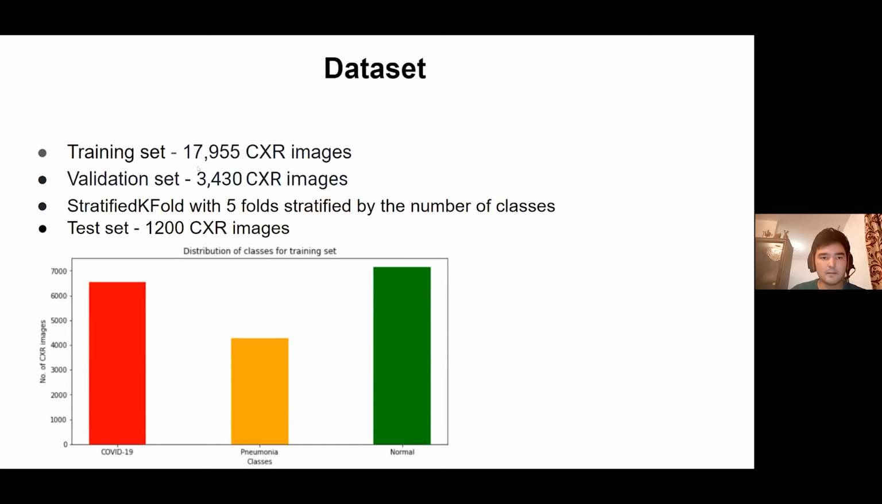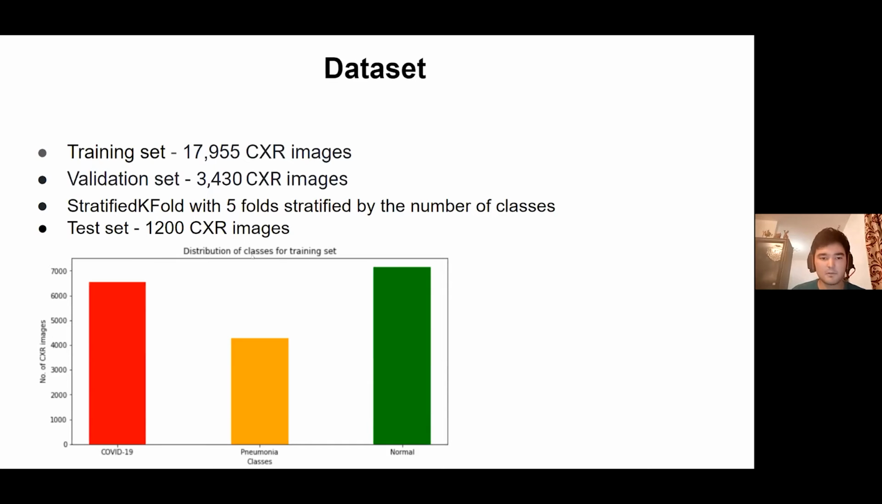So we had 18,000 chest X-ray images for the training set, and we had a public validation set which had about 3,500 chest X-ray images. I took the training set and firstly divided it into 5 folds using stratified k-fold, stratified by the classes. I also took the public validation set and used it to check how my models are generalizing. And the testing set had about 1,200 CXR images.